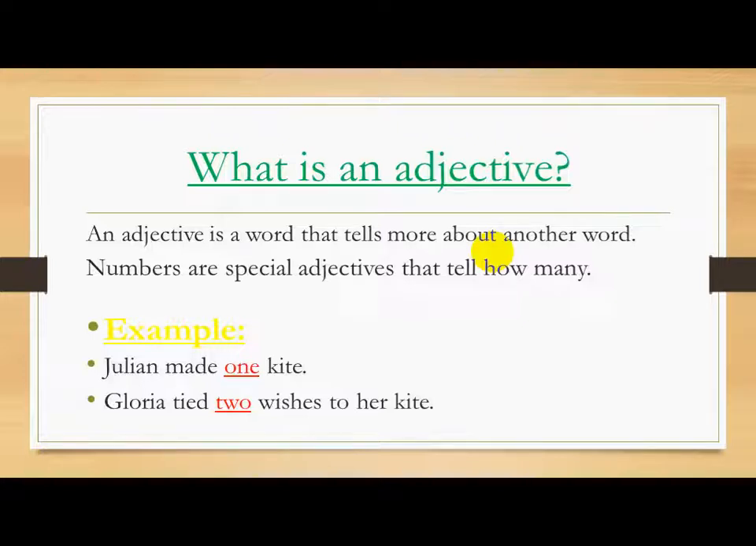Also, an adjective is a word that describes the noun, numbers or special adjectives, colors or adjectives. For example, Julia made one kite. Where is the adjective here? One. It describes what? The number of kites. Gloria tied 2 wishes to her kite. Where is the adjective? 2. And it describes what? It describes how many wishes did Gloria tie.